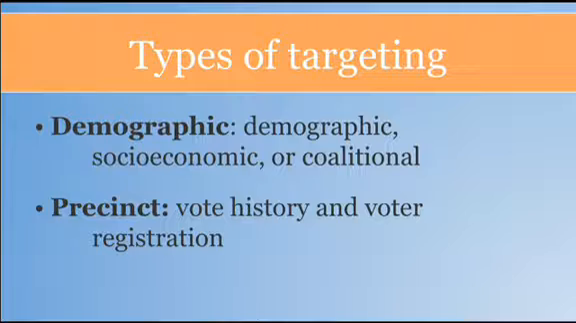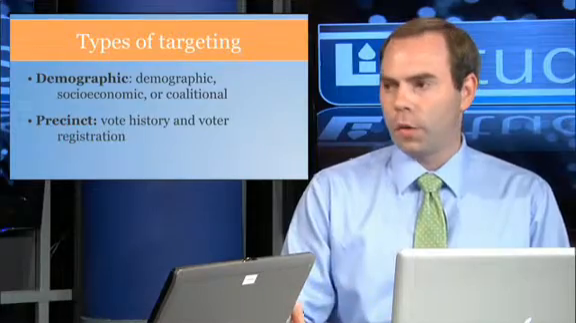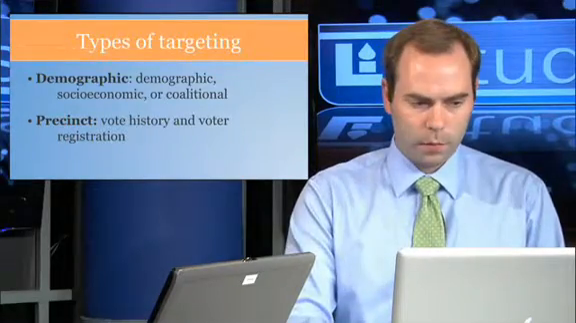So when we're talking about targeting, there's generally two different types of targeting that we're going to look at. We have demographic targeting, which is going to look at socioeconomic and coalition type targeting, and then we have the more traditional things that people think of when they're talking about vote goals and targeting, which is the actual precinct targeting, which focuses on voter history and voter registration statistics.